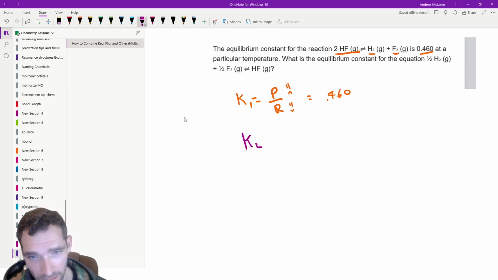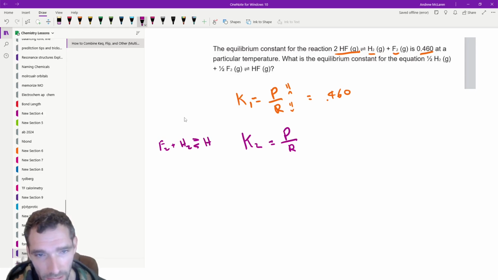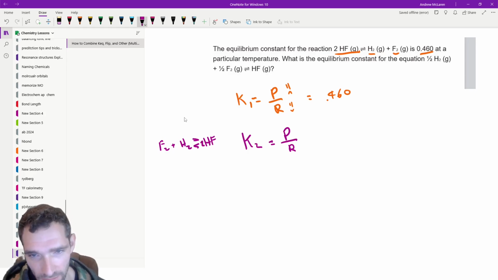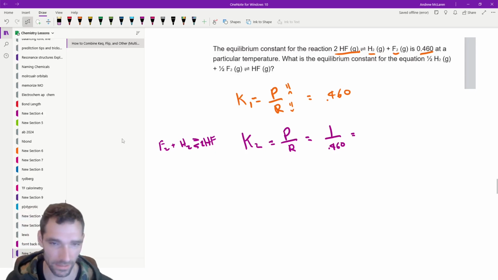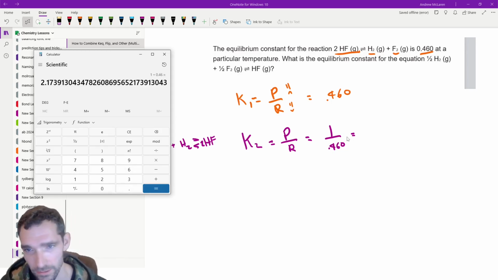So if we want to think about K2, we can go ahead and flip this. So if we want to think about the product over reactants, but for F2 combining with H2 to form HF. Now, because the reactants and products are on opposite sides, we need to do the inverse of that number. So it's now 1 over that 0.460. We can get that in the calculator, or you could put that to the -1 power.